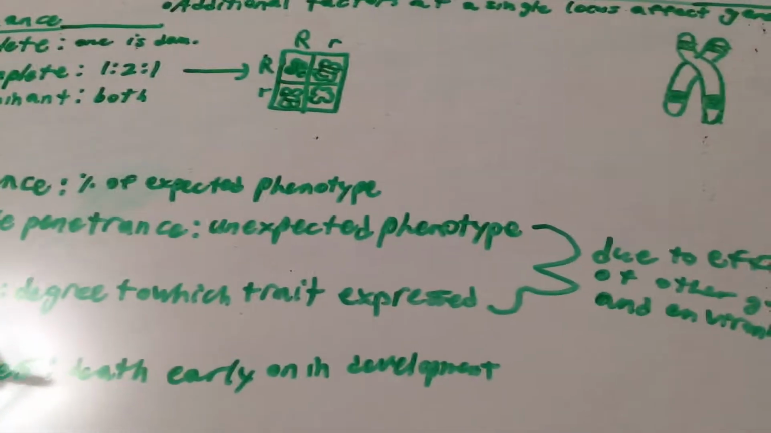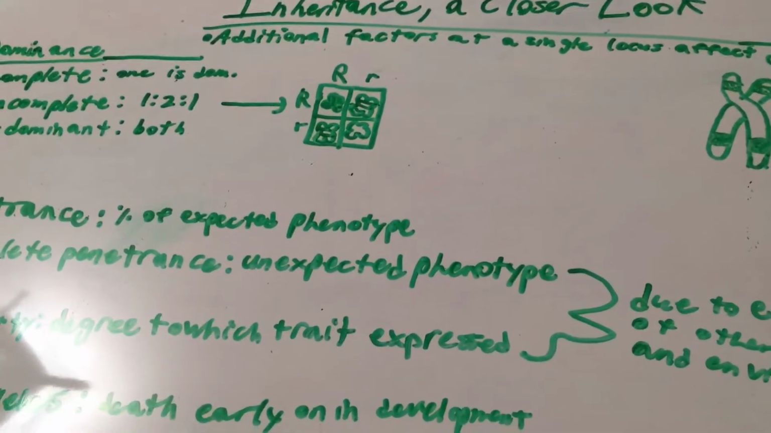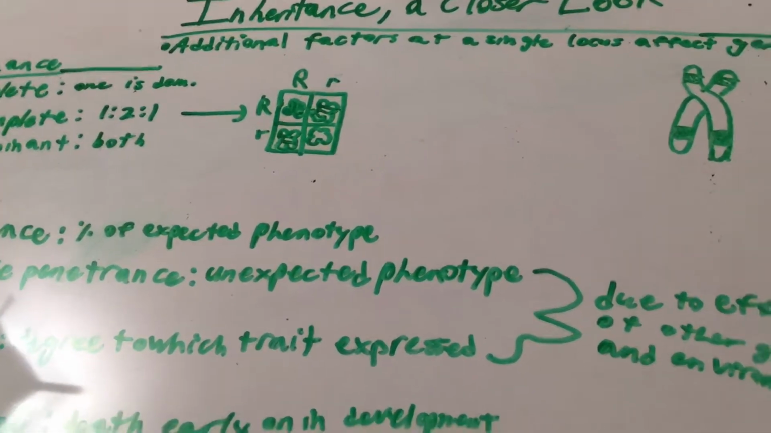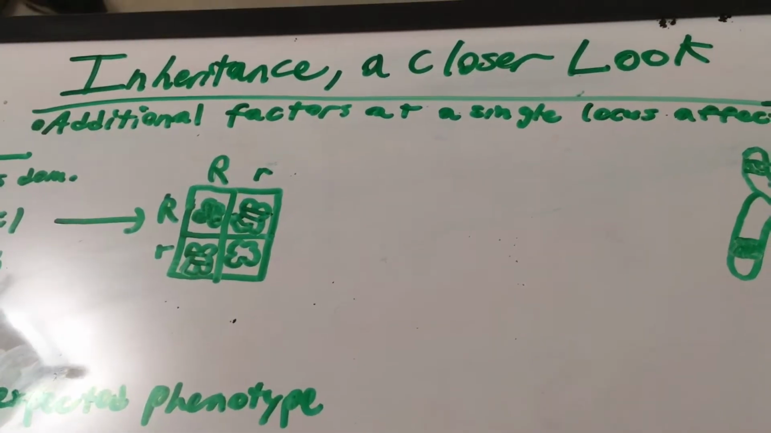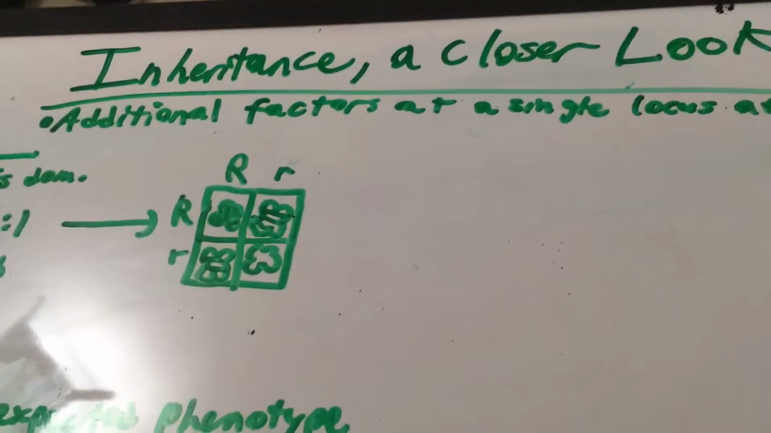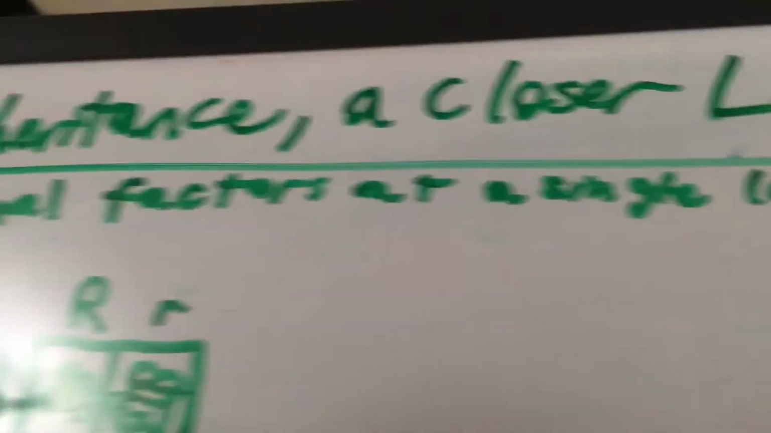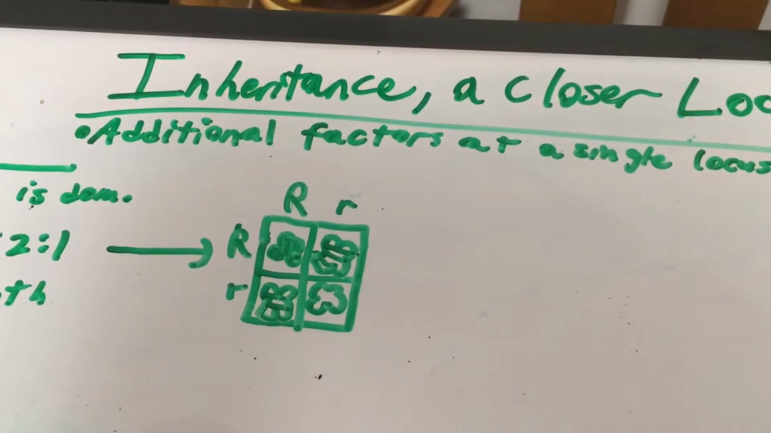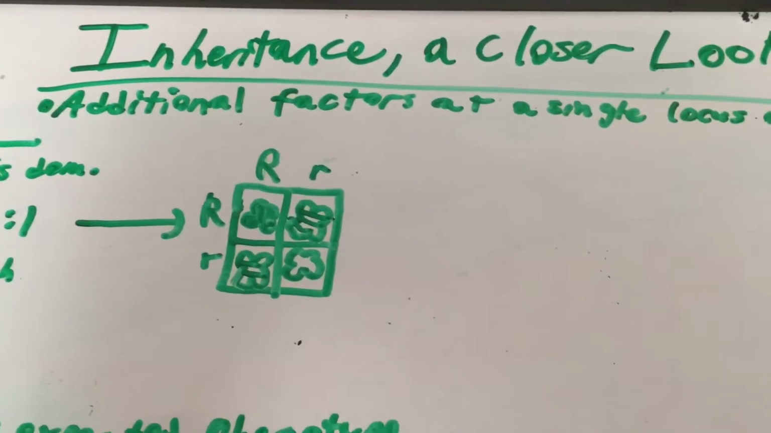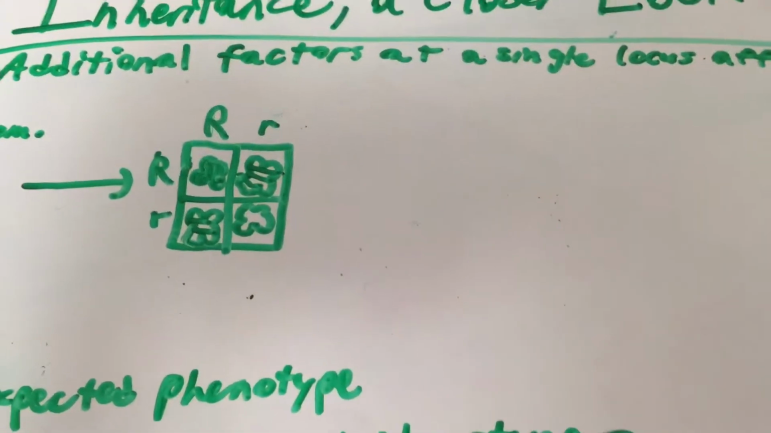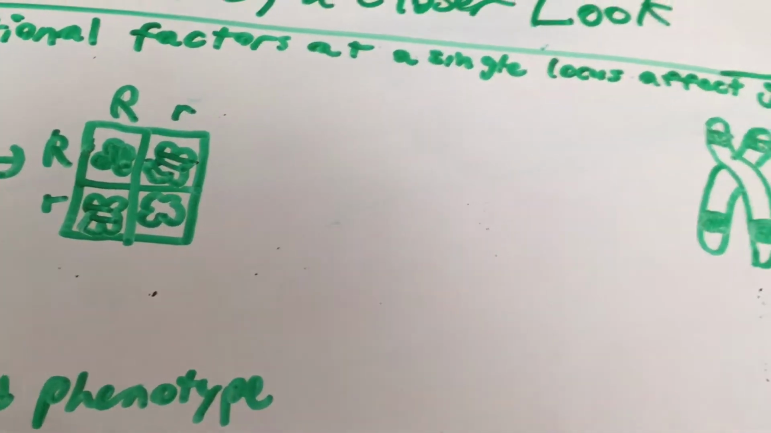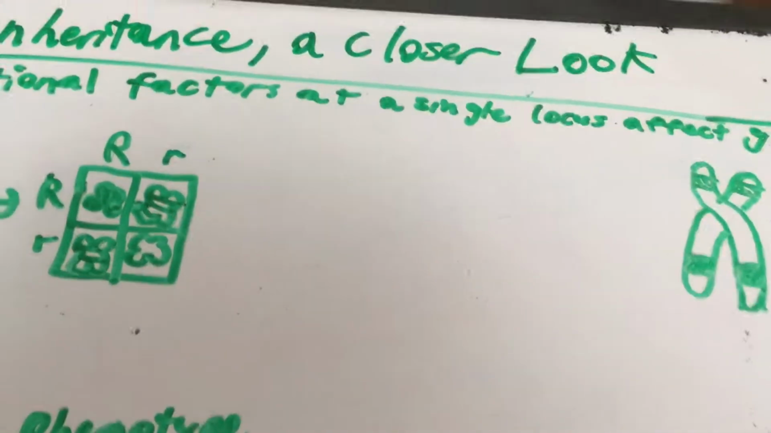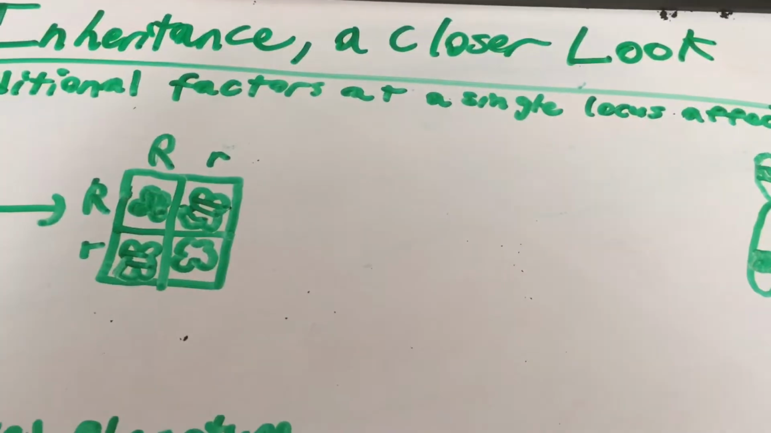All right. So today we're going to look at inheritance. We're going to take a closer look at inheritance, which is why this video is called Inheritance, a closer look. Now, inheritance isn't as simple as just making a simple Punnett square and being like, oh, hey, look at that, it's just going to be these traits. Well, sorry to say this, it's a lot more complicated than that.